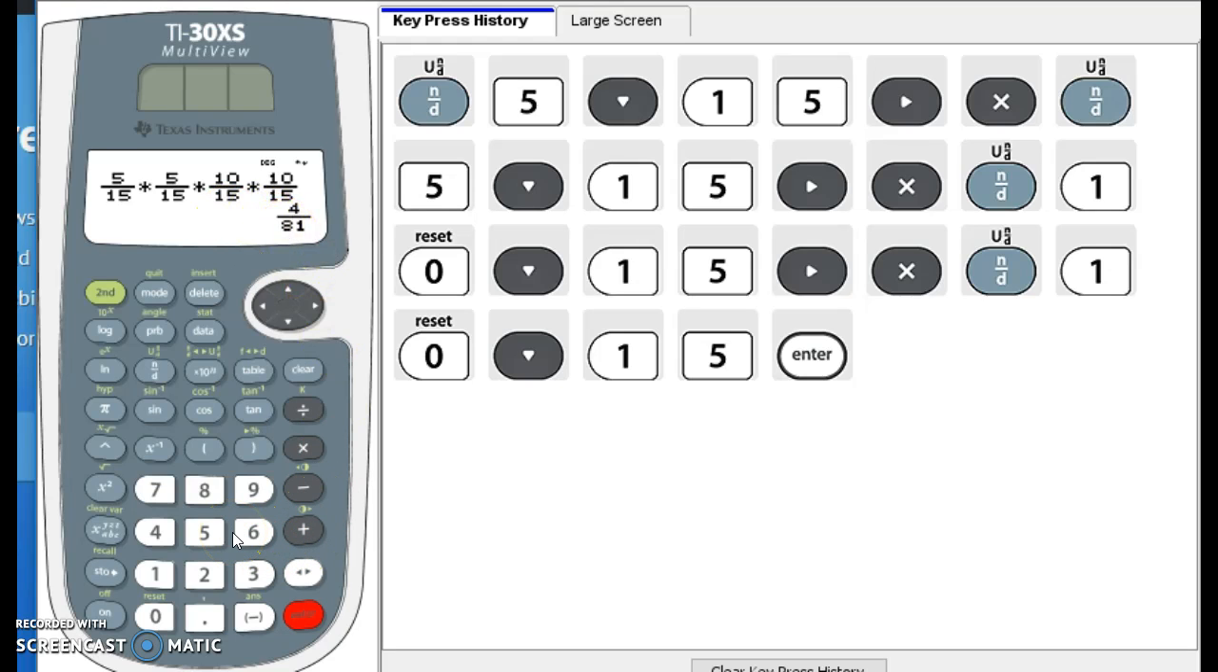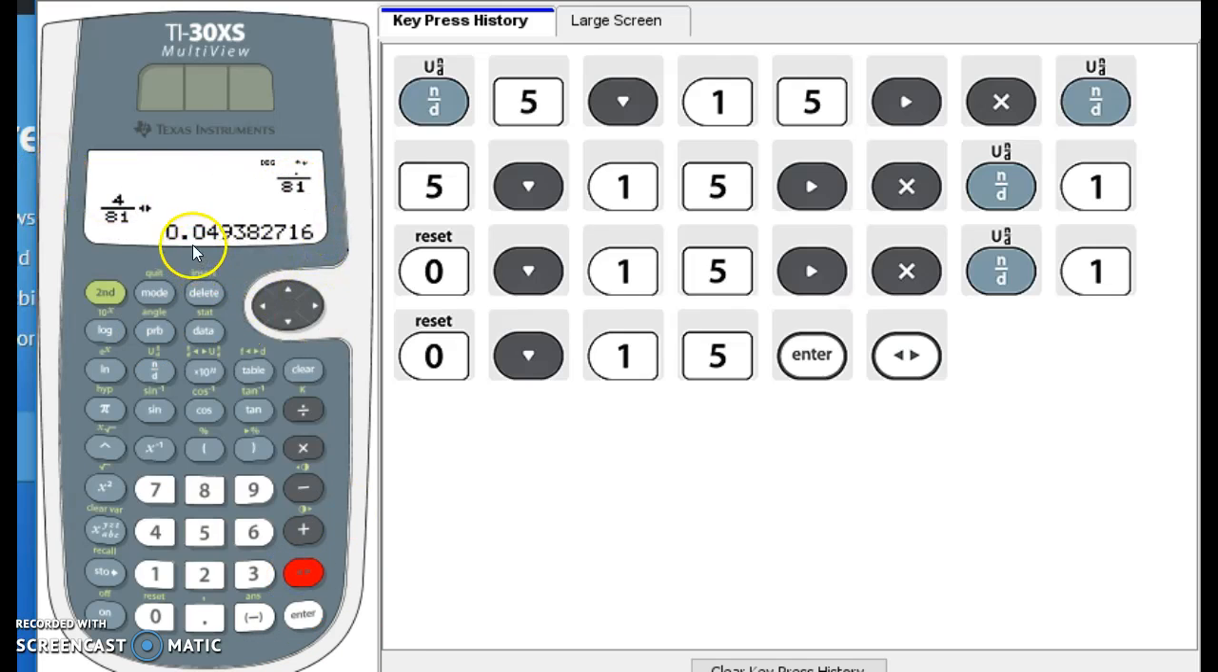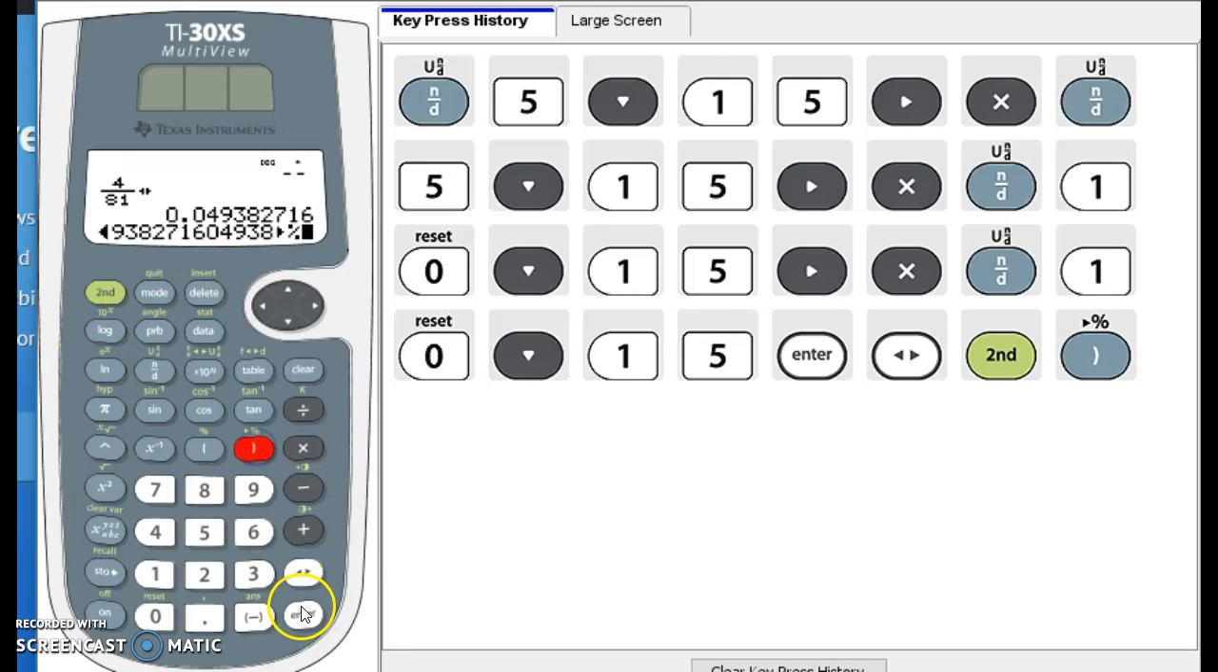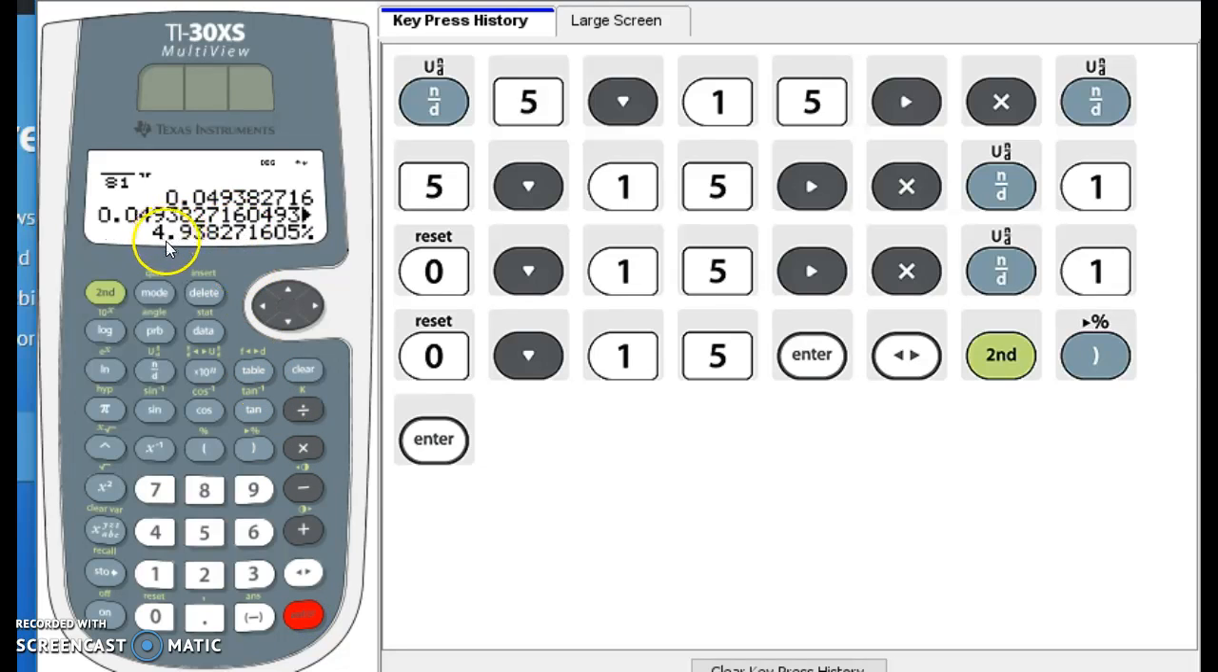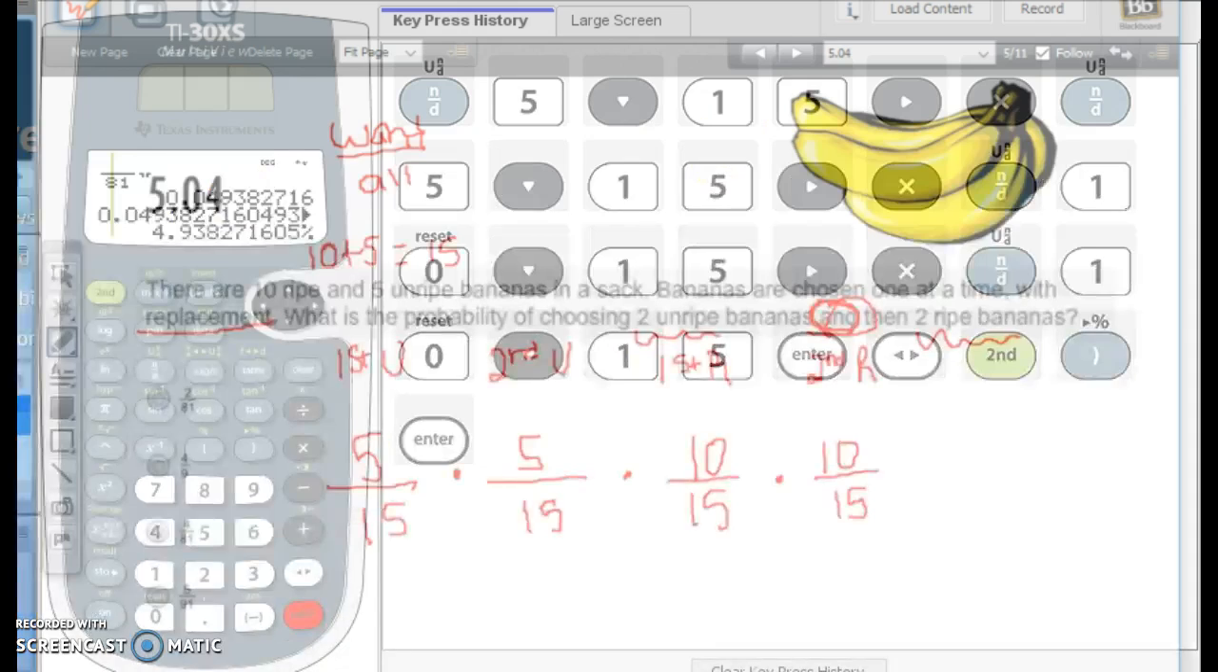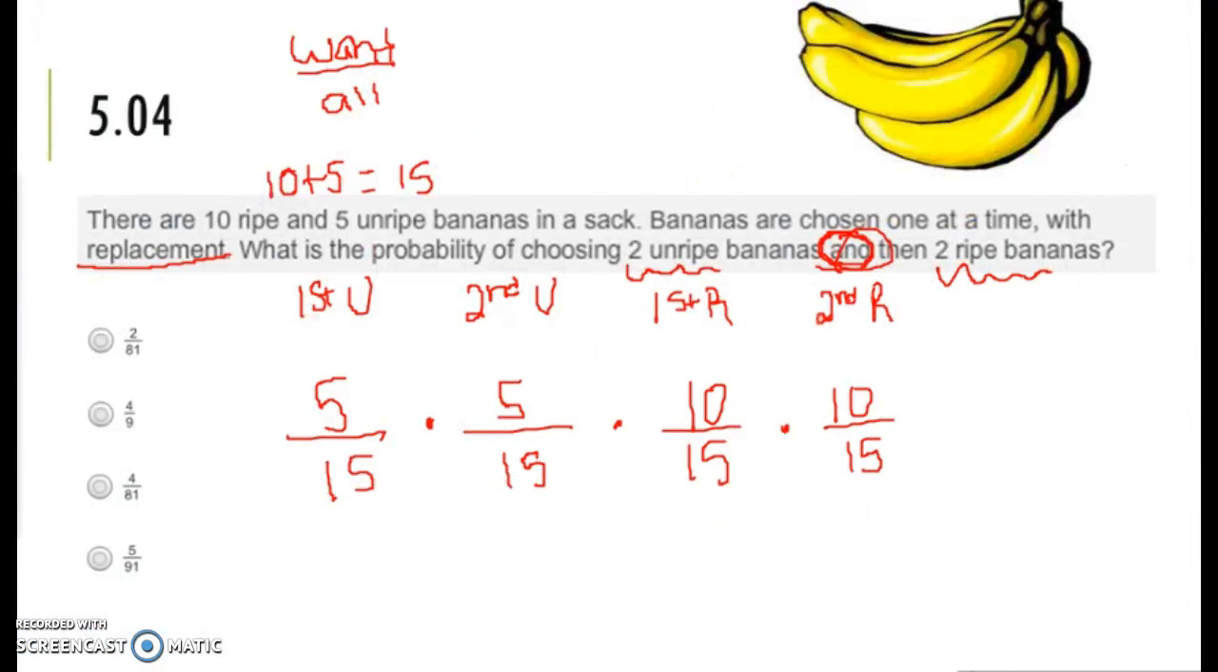And let me show you what I mean when I say you could multiply, well, for time's sake I'm not going to show you, but you could do 5 times 5 times 10 times 10, get your answer. And then do 15 times 15 times 15 times 15 and get an answer. And then divide those 2 answers. And again, you would get 8 out of 41. 8 out of 41 is the same as 0.049, which if we change that to a percent by moving the decimal twice, it's about 4.9%. It just wants it as a fraction though, so it would be 4 out of 81.